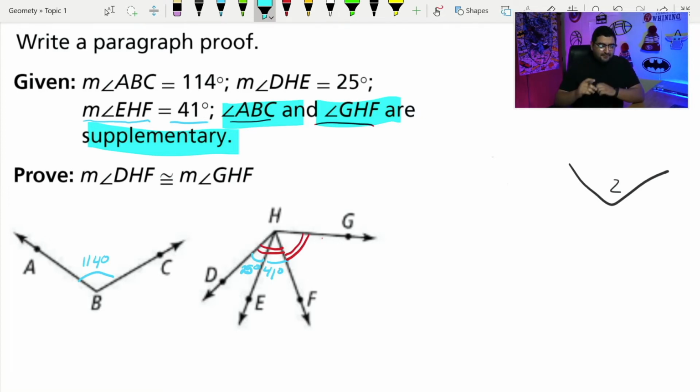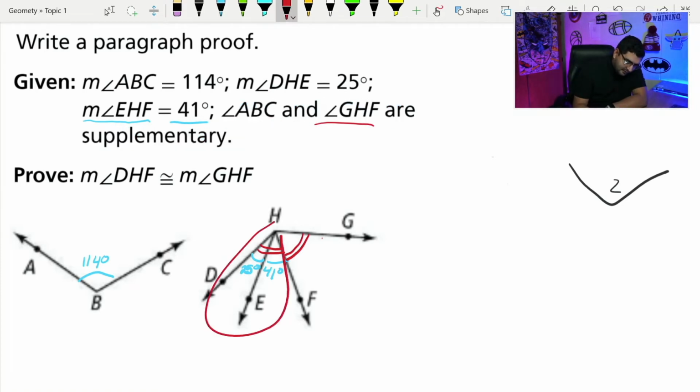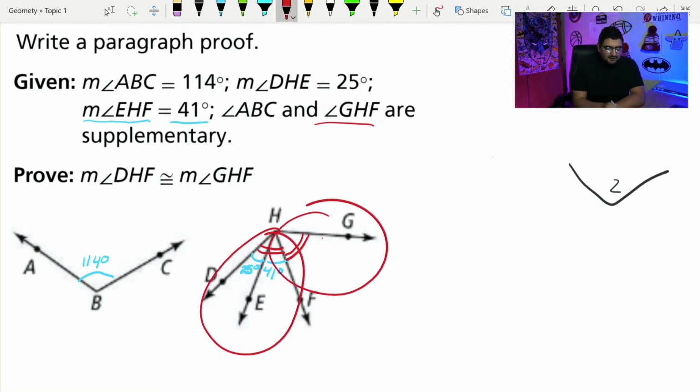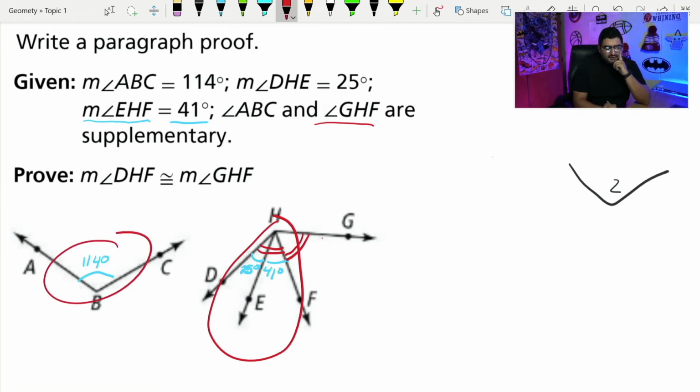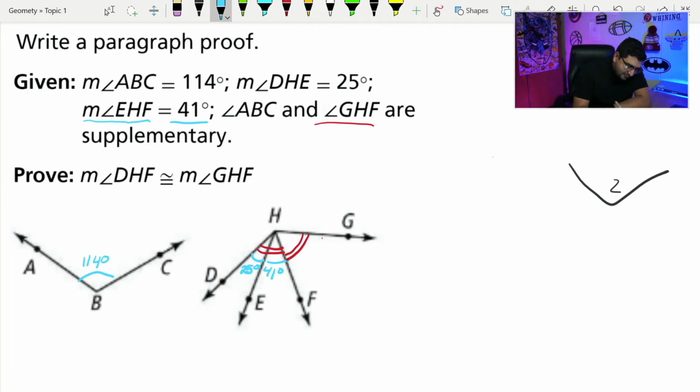Okay, so the first thing I want to do is, if I can prove that this angle is supplementary to this one, then I can use the congruent supplementary theorem to prove that these two angles are congruent because they are both supplementary to the same angle, which is angle ABC. So in order to prove that DHF is supplementary, I have to prove that 114 plus the measurement of this angle DHF is 180.